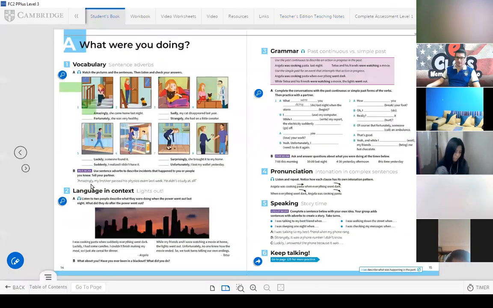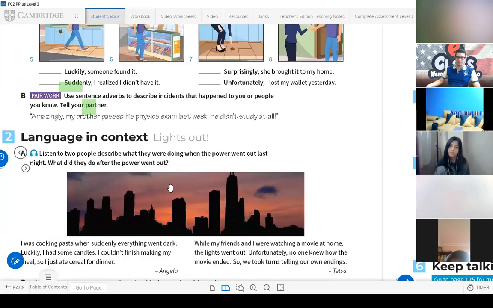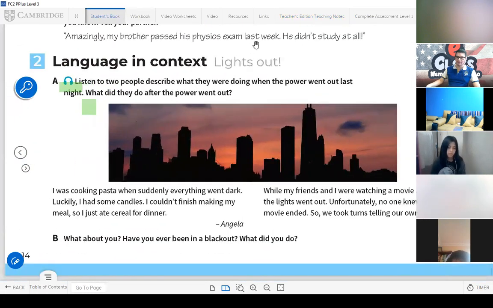Cuando yo hablo en singular, uso was. Y cuando yo hablo en plural, uso were. Si te das cuenta, Angela, on this part, está hablando en singular, ¿ve? I was cooking, ¿no? Está hablando en primera persona. I was singular. Pero mientras que Tetsu está hablando en qué? En plural. Dice, my friends and I. ¿Ve? ¿Y qué utiliza Tetsu? Were. Entonces, don't forget, no te olvides. Para singular uso was y para plural uso were. ¿Ya? Angela dice, I was cooking. Tetsu, my friends and I, mis amigos y yo, were watching.